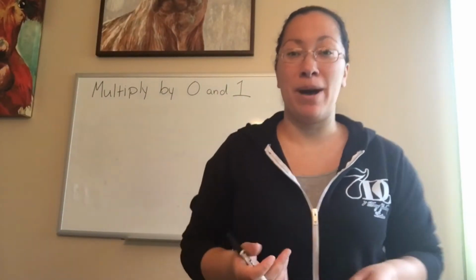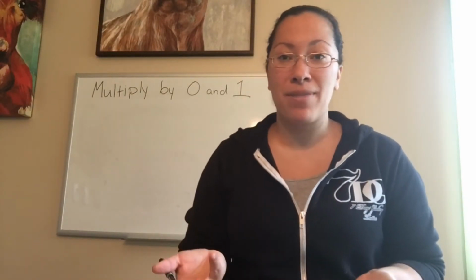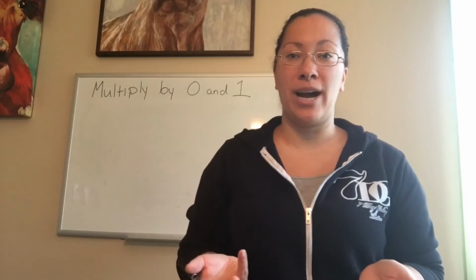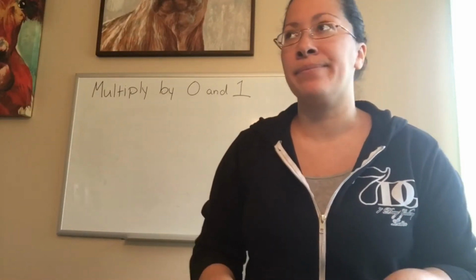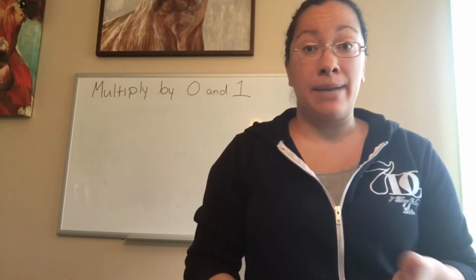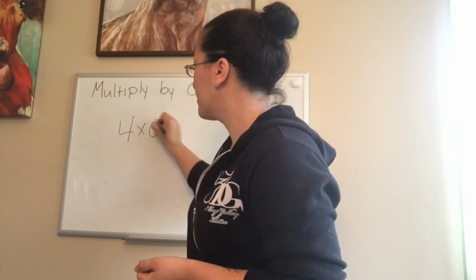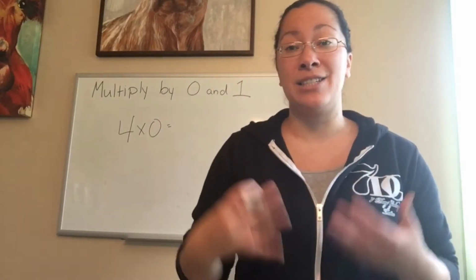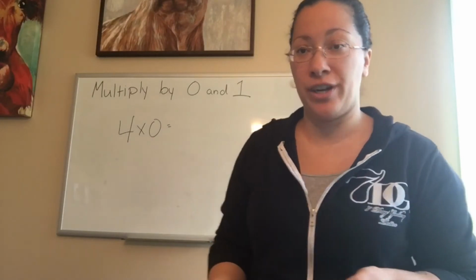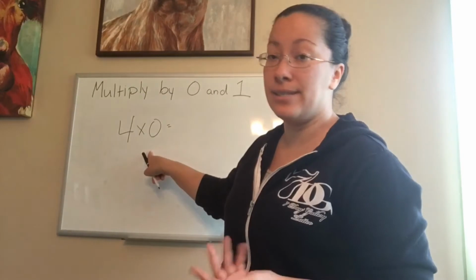Okay, so let's talk about multiplying by 0. Now when we multiply by 0, we do the same thing as when we multiply by 1 when it comes to setting up our problem. So let's try 4 times 0. We set it up the same way. We think of multiplying as groups of, and then we draw our picture. So this is telling me I have 4 groups of 0.